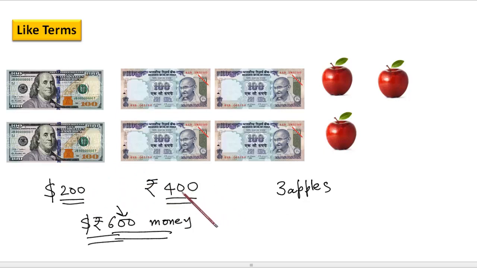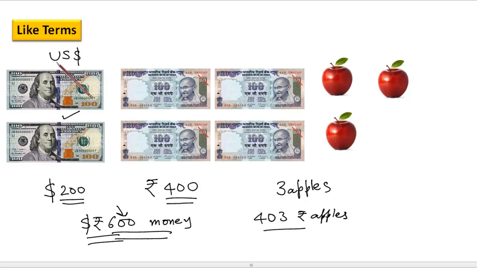And similarly, you cannot add 400 rupees and three apples. You cannot say this is 403 rupees apple. You can't say like that, because this is rupees, it's money, and these are apples, three apples. So as you cannot add the dollars and the rupees without converting, and as you cannot add the rupees and the apples or the dollars and the apples, we understand the concept of like terms. So these two are like terms because they both are dollars, and that too both are US dollars.